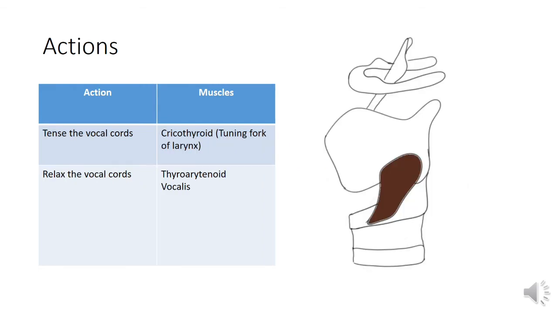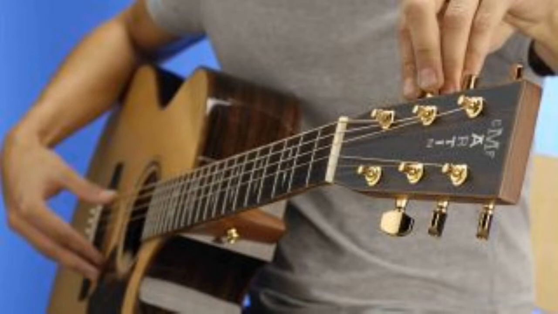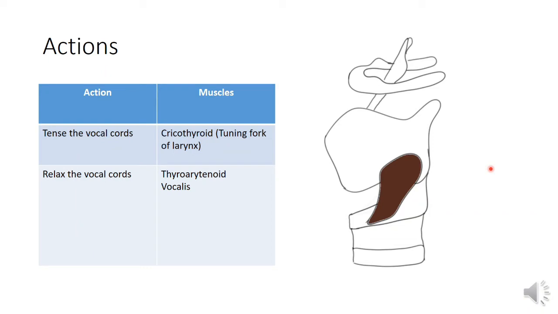Coming to tension and relaxation of vocal cord. Tension refers to extension of the vocal cord and relaxation refers to shortening of the vocal cord. The tension is brought about by cricothyroid, which here is referred to as the tuning fork of larynx, because just like you might have seen tuning of the musical instruments. For example, a guitar is tuned by rotating the knobs which are meant to adjust the tension of the strings. The same way our vocal cords, which are responsible for the production of sound, are tuned by this cricothyroid muscle. Therefore, it is called the tuning fork of larynx.